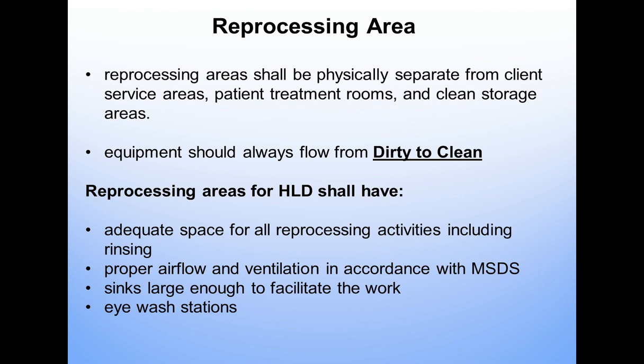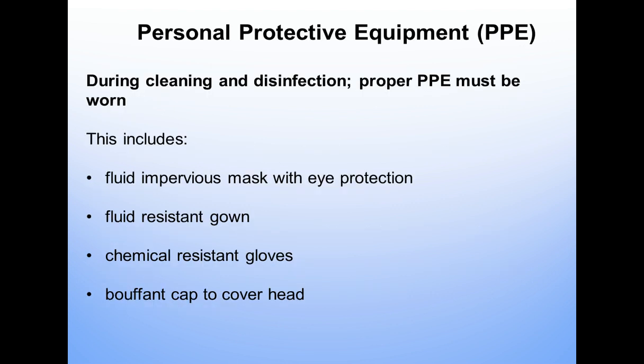The ideal would be that you'd have a separate decontam from where you will be high-level disinfecting, but if you don't, then you must work from dirty to clean. Reprocessing areas for high-level disinfection shall have adequate space for all reprocessing activities, including rinsing, proper airflow and ventilation in accordance with your occupational health and safety legislation. The sinks shall be large enough to facilitate the work, and of course, there shall be eye wash stations. So those of you who have been already audited will know that that's become a requirement. So it's really important. So we're hoping that these standards will help you obtain better work areas.